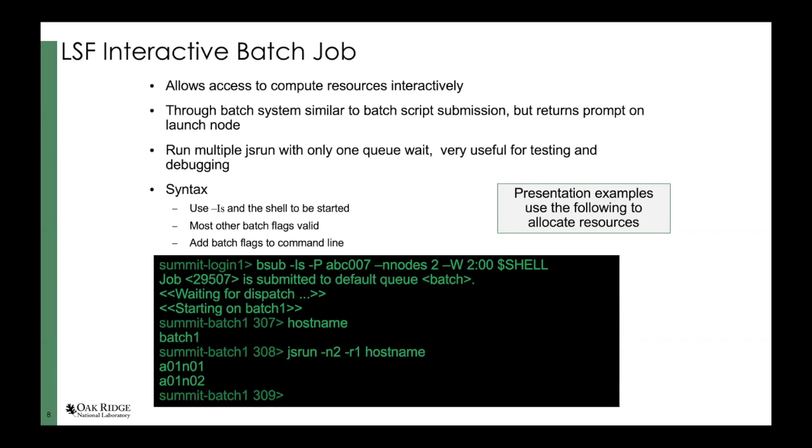An interactive job, though, allows you to allocate compute resources and use those interactively. So what you could do is say, I need 2 nodes. You would submit that as an interactive job. The system would return a prompt on one of the batch nodes, and from there, you can run any number of jsruns that you want to. It's very useful for debugging. It's also useful as you look after this talk and want to investigate layouts.